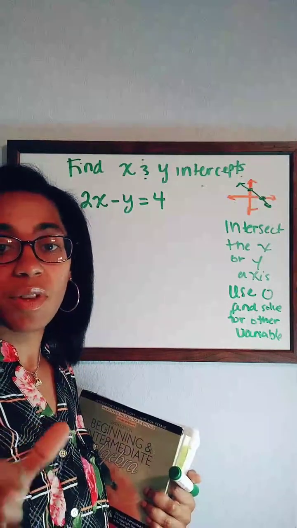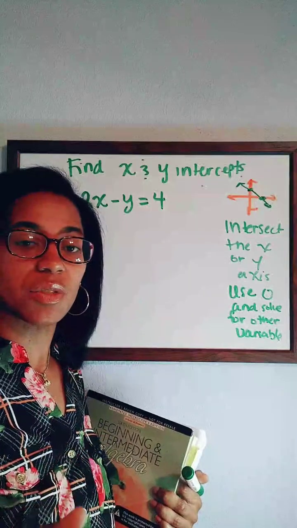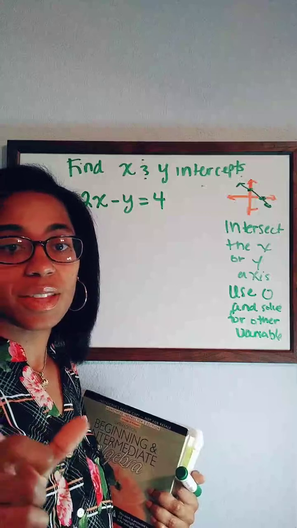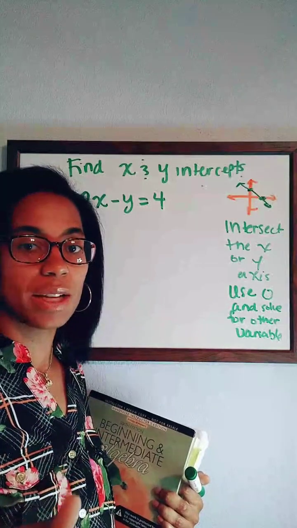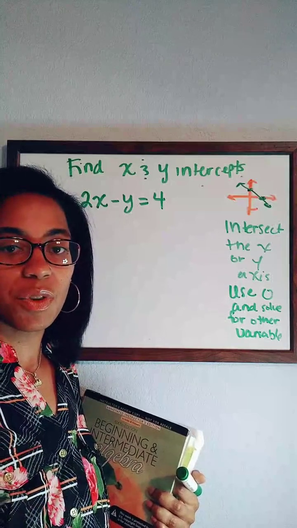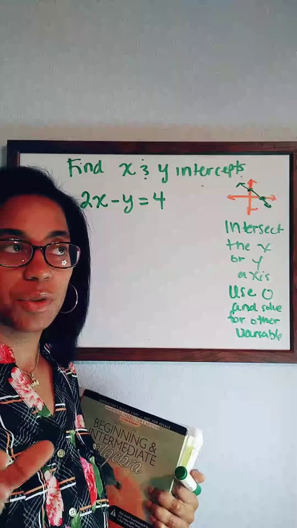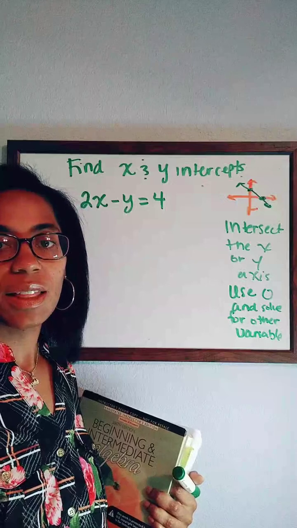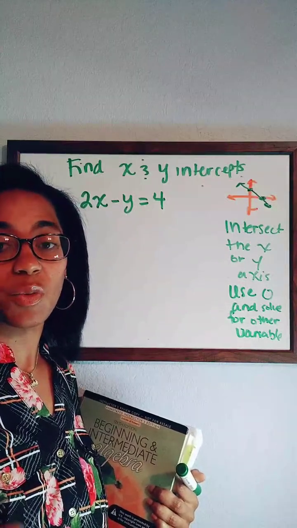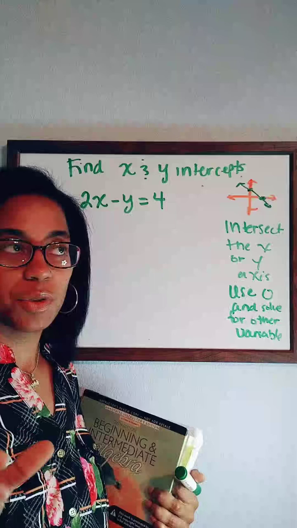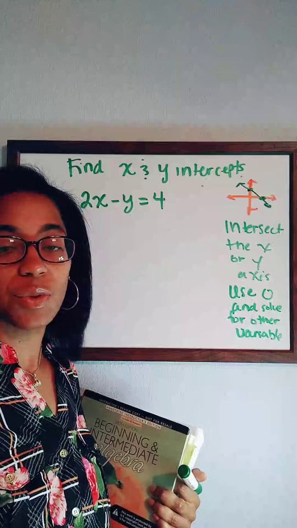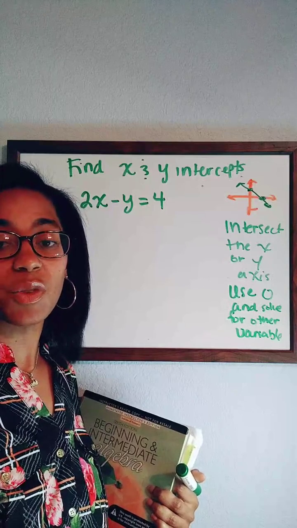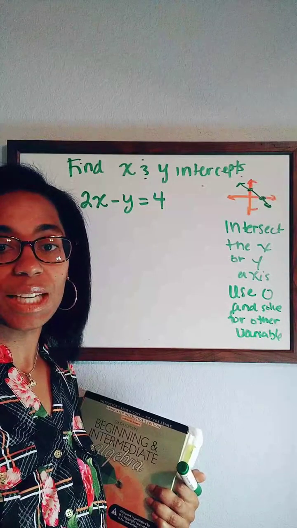So remember, we're not solving for the x or the y right now. We're just looking for the x and y intercepts. Now, if you want to do slope-intercept form, then you would subtract the 2x and divide everything by negative 1. There you go. So Sophia, if you want to put it in y-intercept form, you would definitely do that.